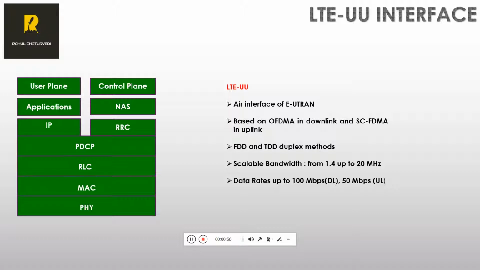In LTE, the air interface of EUTRAN is based on OFDMA in downlink and SC-FDMA in uplink, FDD and TDD duplex methods, scalable bandwidth from 1.4 up to 20 megahertz, and data rates up to 100 Mbps in downlink and 50 Mbps in uplink.